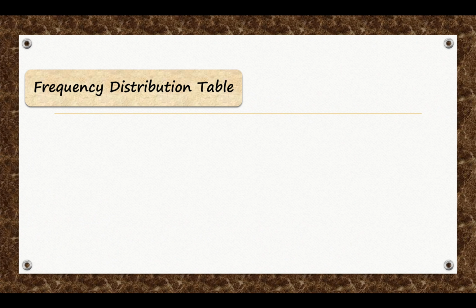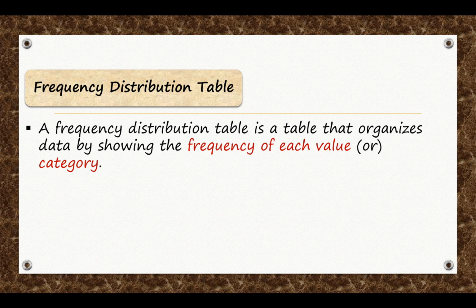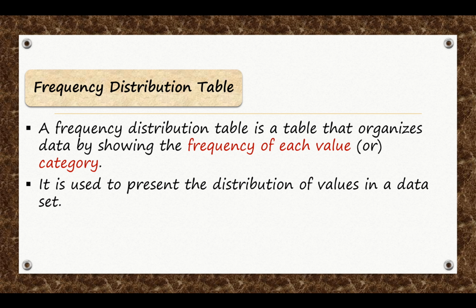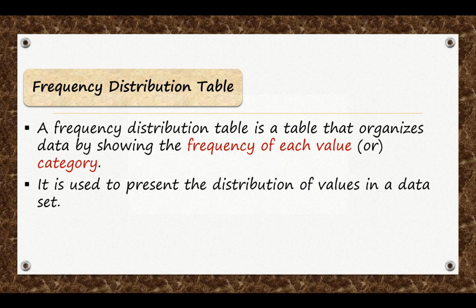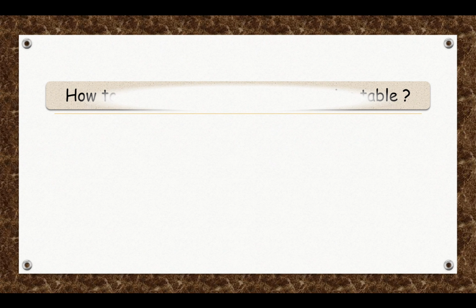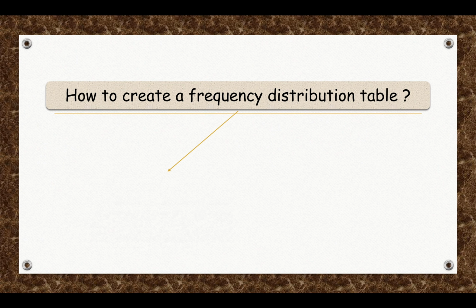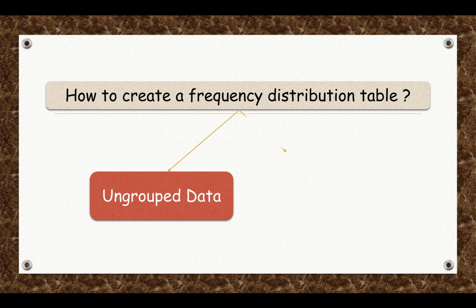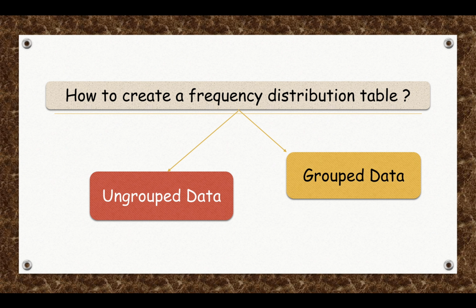What is a frequency distribution table? A frequency distribution table is a table that organizes data by showing the frequency of each value or category. It is used to present the distribution of values in a dataset. Let us see how to create a frequency distribution table. We can create a frequency distribution table for ungrouped data and grouped data. First, let us see how to create a frequency distribution table for ungrouped data.